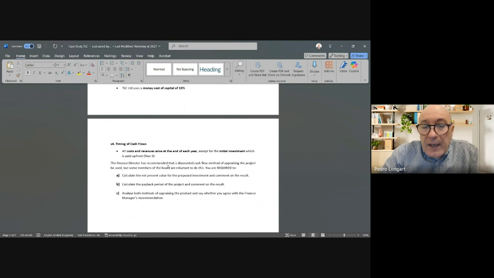And you have to calculate the payback period. We can calculate the payback period of the project and comment on the result. The payback period I will do in a separate video, because we're going to compare the payback period with the net present value and answer question C, which is analyzing both methods of appraising the investment and saying whether you agree with using the discounted cash flow method, net present value, or using payback.